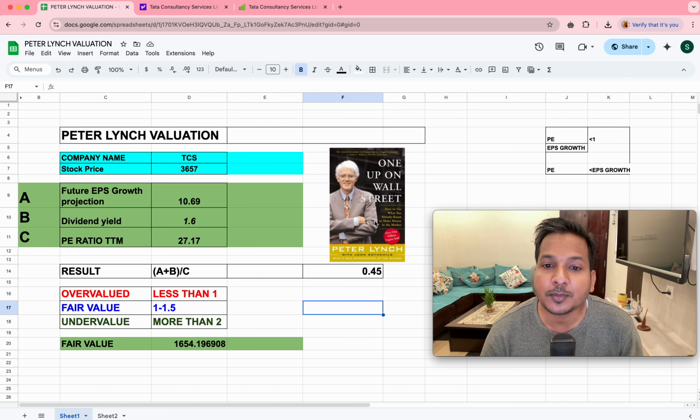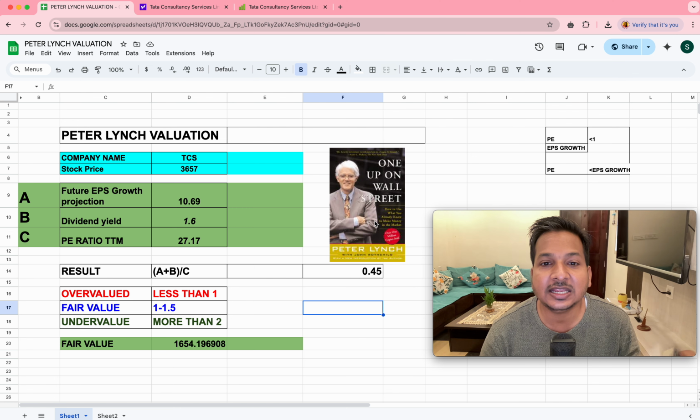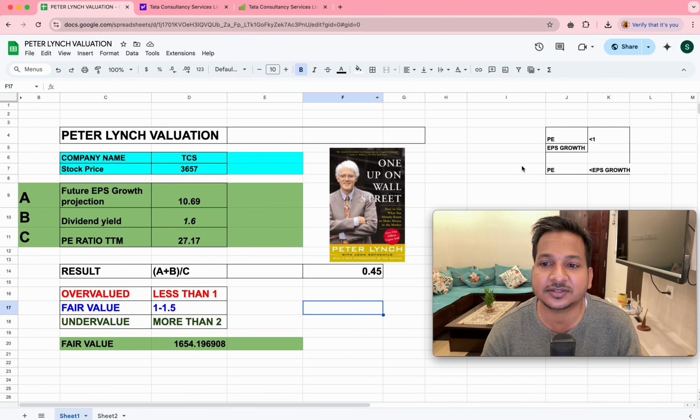The book One Up on Wall Street is a must-read book. You can read that book, and Peter Lynch himself is known for simplifying things. What he wants to convey is that always see whether the P/E ratio of the stock you are buying, the current TTM P/E ratio, is less than the EPS growth rate or not. Now this EPS growth rate is the future EPS growth, which you can see from Yahoo Finance that I showed you in the last video.